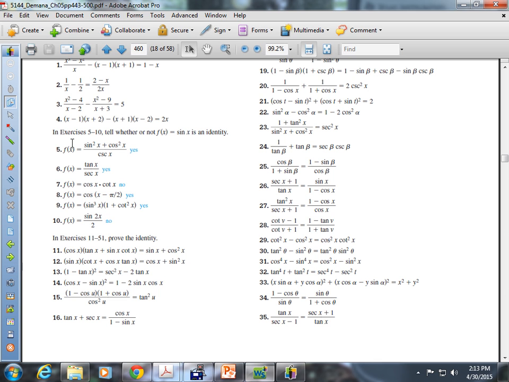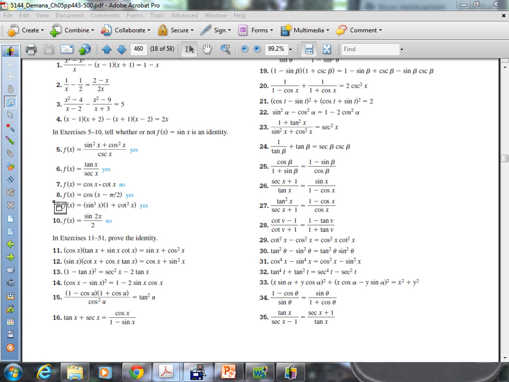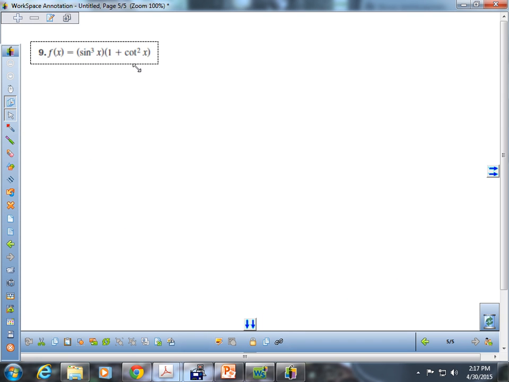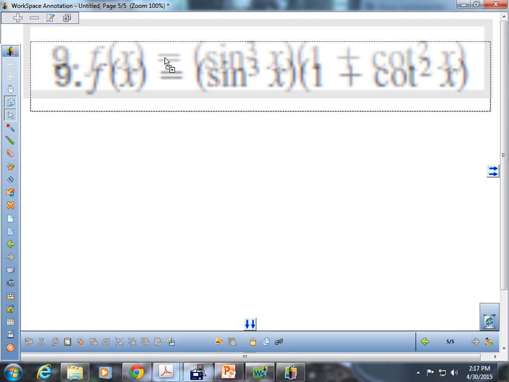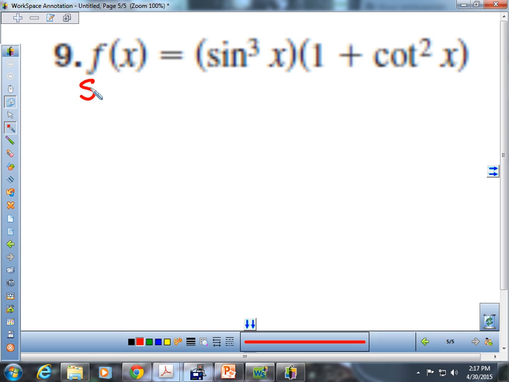But number 9, we want to tell whether or not f of x equals sine x is an identity. Okay, so in number 9 we've got sine cubed x times 1 plus cotangent squared x. And what is the f of x going to get replaced with over here? Sine x. So we want to see if that's equal to sine x. Okay, so my goal over here is to have sine x.